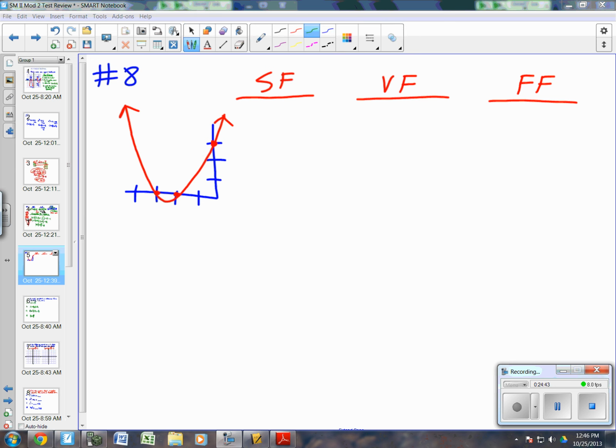Okay, I'm going to do number 8 right here with you. Now, on number 8, you have a graph. Looking at this graph, which one of these would be easiest to get? Standard form, vertex form, or factored form? Because why? Because I have the two x-intercepts. What are they? Negative 3 and negative 2. So factored form would be what? x plus 3 and x plus 2.